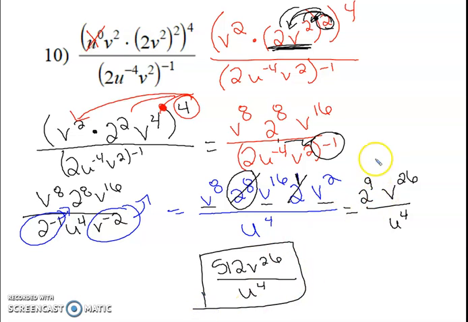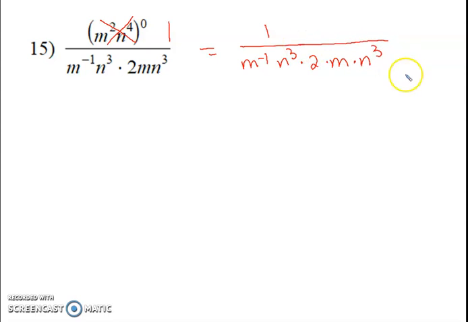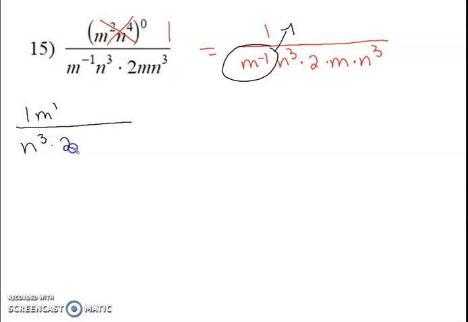I do want you to evaluate this base number to the exponent. Number 15. First thing you're going to do, all this is going to become a 1. I'm going to rewrite it: 1 over m to the negative 1, n to the 3rd, times 2 times m times n to the 3rd. Then I have this negative exponent. Needs to go up: 1 m to the 1, n to the 3rd, times 2 times m times n to the 3rd.